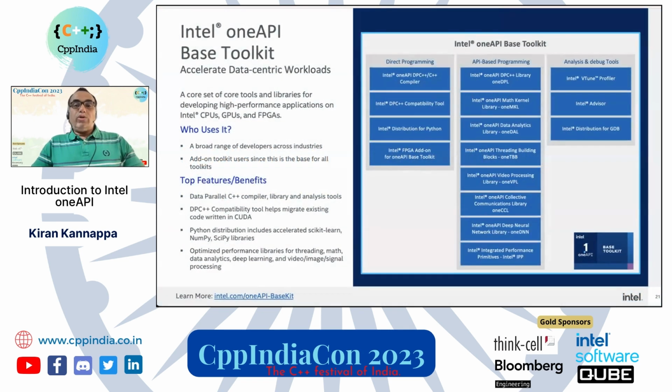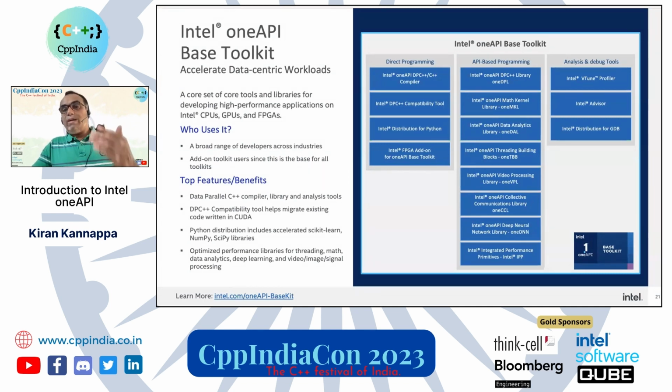So the base toolkit. Every toolkit's contents can be analyzed in these three verticals: the direct programming interface, the API-based programming libraries, then the analysis and debug tools. As part of the direct programming interface, there's multiple language support in the base toolkit. The primary one is the DPC++ compiler, then the DPC++ compatibility tool, Intel's distribution of Python. And then there's another piece of software referred to as the FPGA add-on for the oneAPI base toolkit.